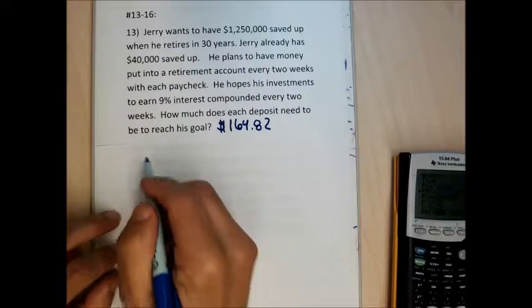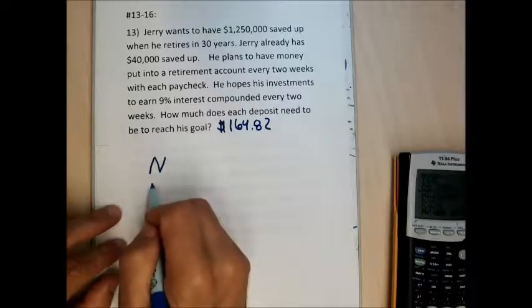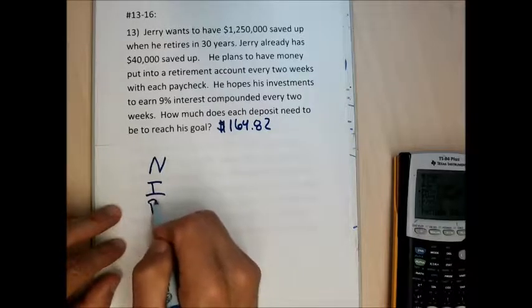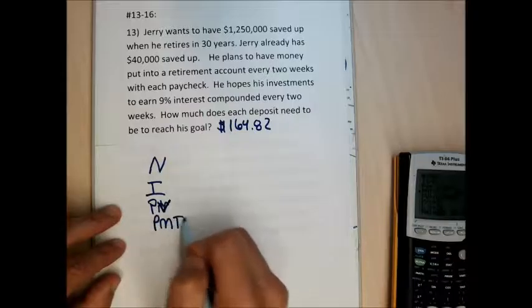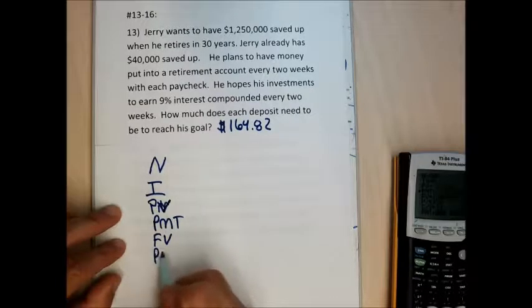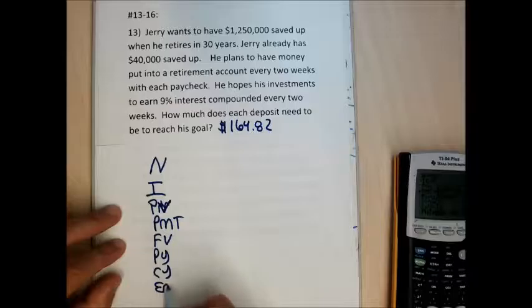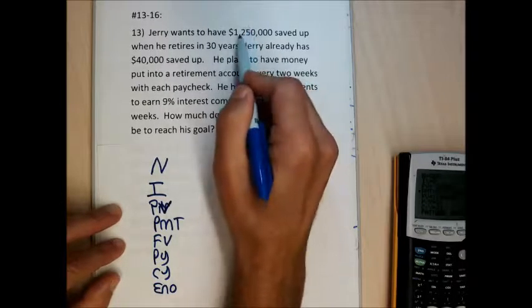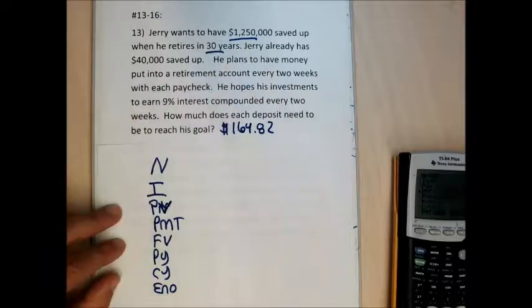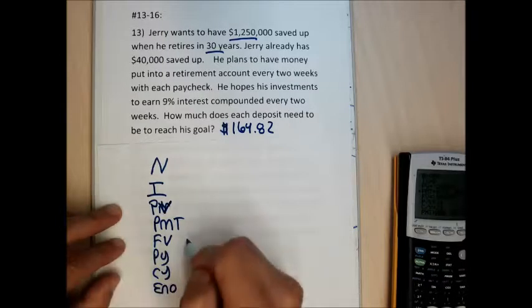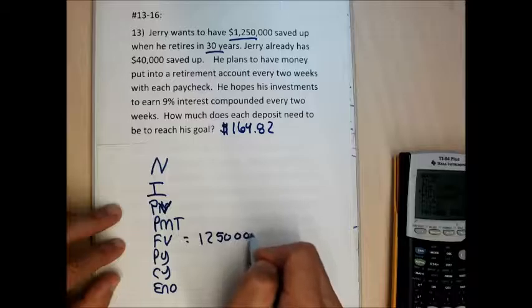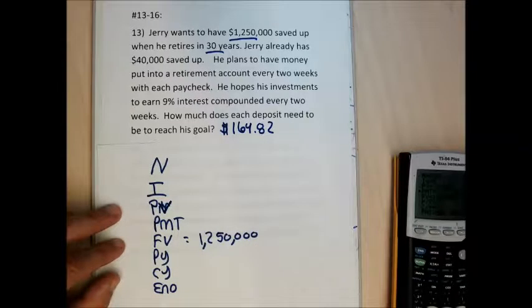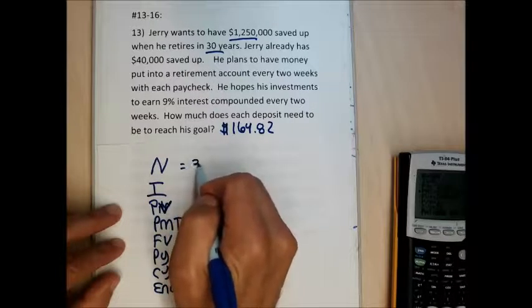So for Jerry, let me set up his table here. Jerry wants to have $1,250,000 saved up in 30 years. That's part of the N and the future value. The future value is going to be $1,250,000. Part of the N is going to be 30.